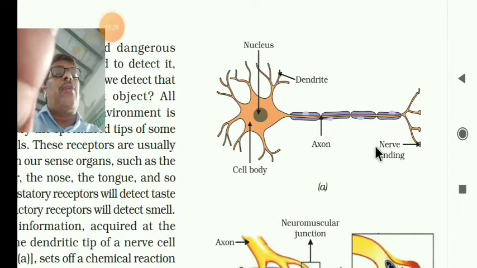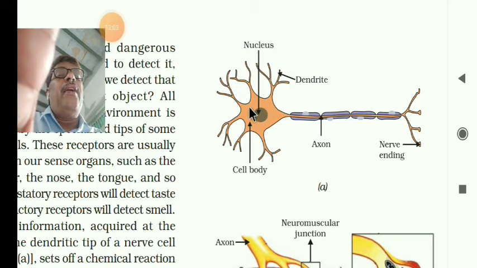Now, in the ninth also you learned that this one is so important: the nerve cell, the neuron. In this neuron structure, there are two processes: one is a short process and one is a long process. The short process contains dendrites, and in the center there will be the nucleus. These are the cell bodies, and the long process contains the axon, and this is the nerve ending.